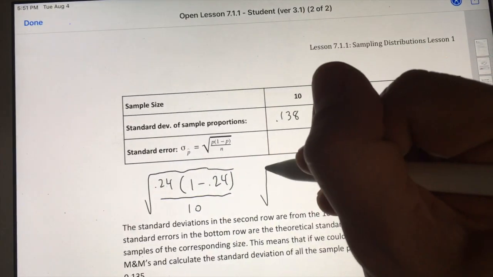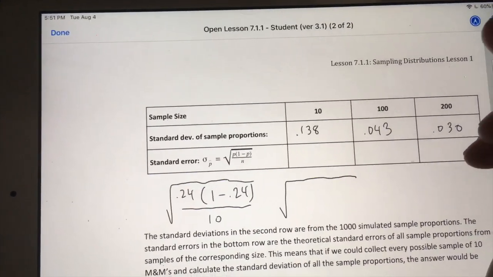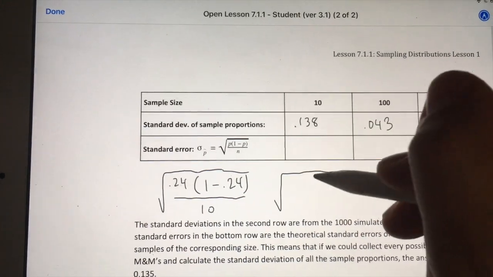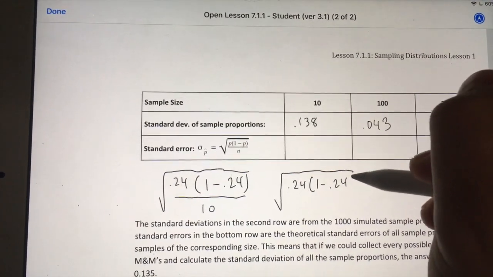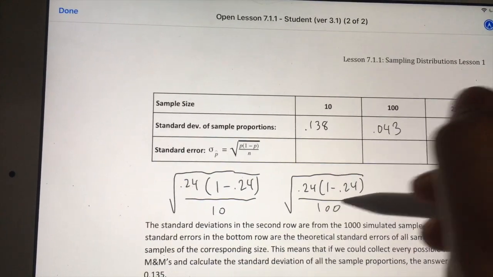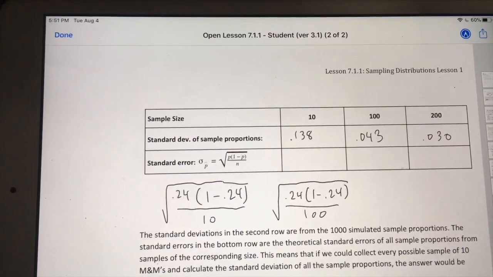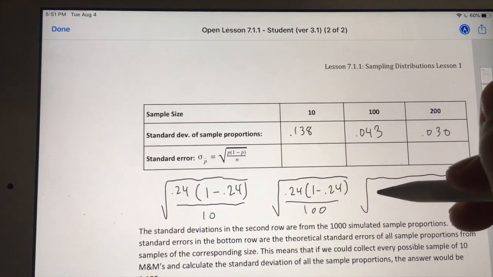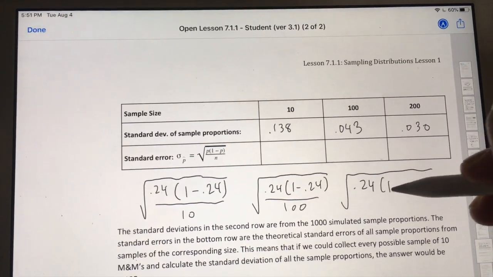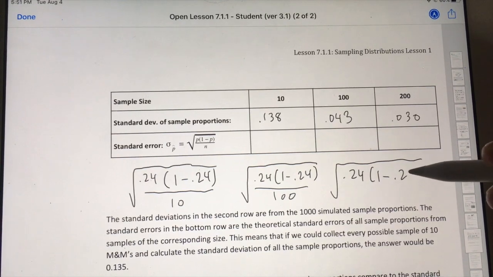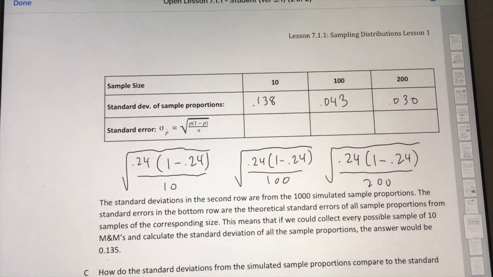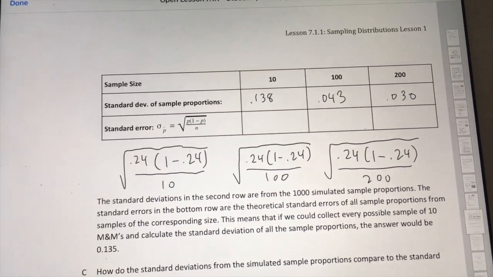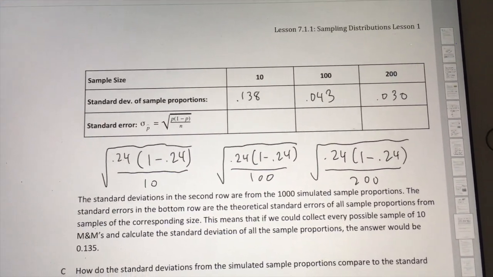So it's going to be 0.24 times 1 minus 0.24, and then divided by, the sample size is 10. Now for the second one, it's going to be the exact same thing, except the sample size is going to change to 100. So it's going to be 0.24 times 1 minus 0.24 divided by 100. And then for the third one, it's going to be 0.24 times 1 minus 0.24 divided by 200.